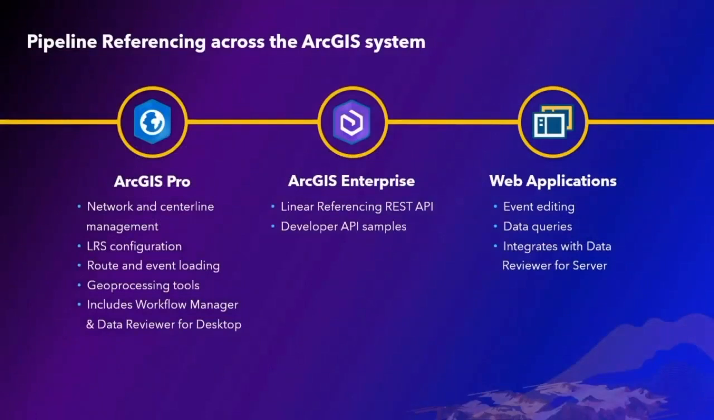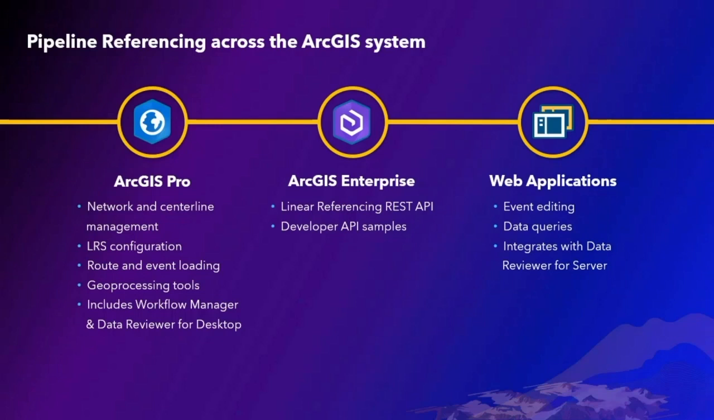Pipeline Referencing is an enterprise linear referencing extension designed to extend linear referencing capabilities for the pipeline industry across the ArcGIS system. It includes tools within ArcGIS Pro to support centerline and route management, along with a suite of geoprocessing tools to support configuration, data loading, and analysis.